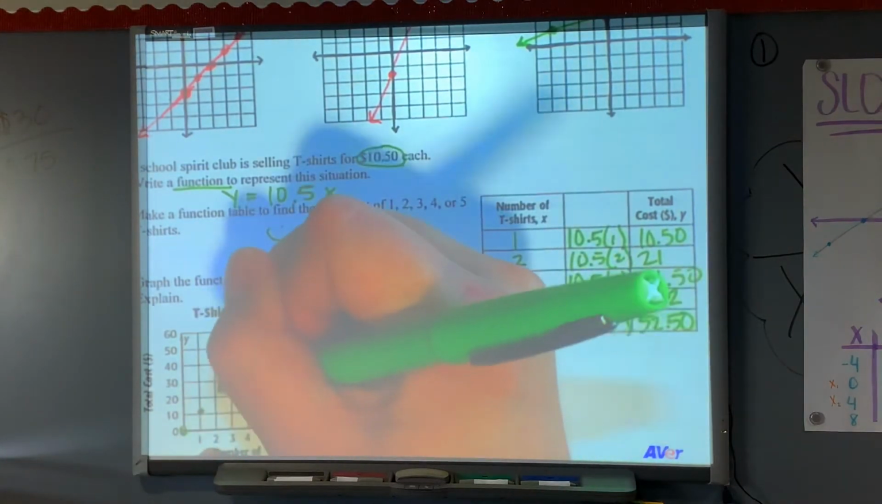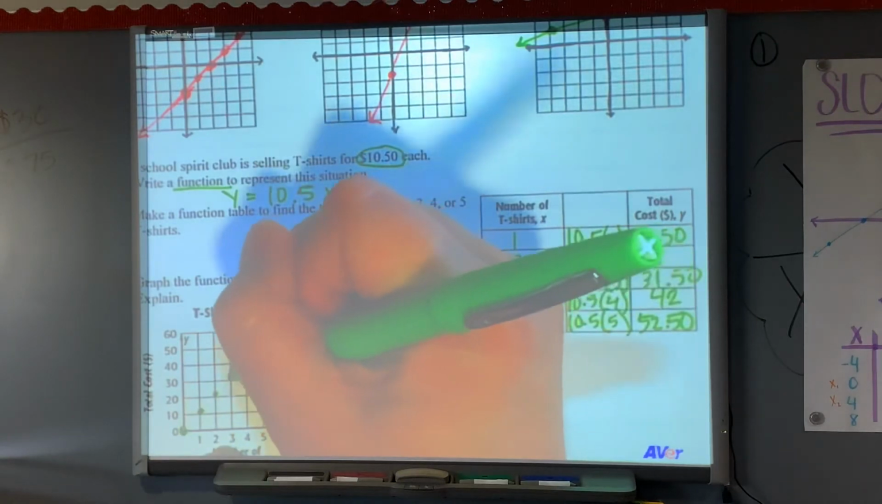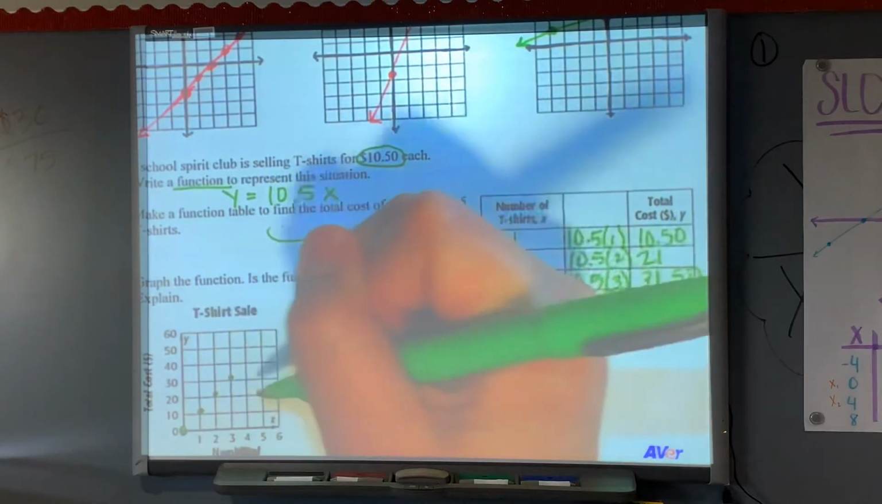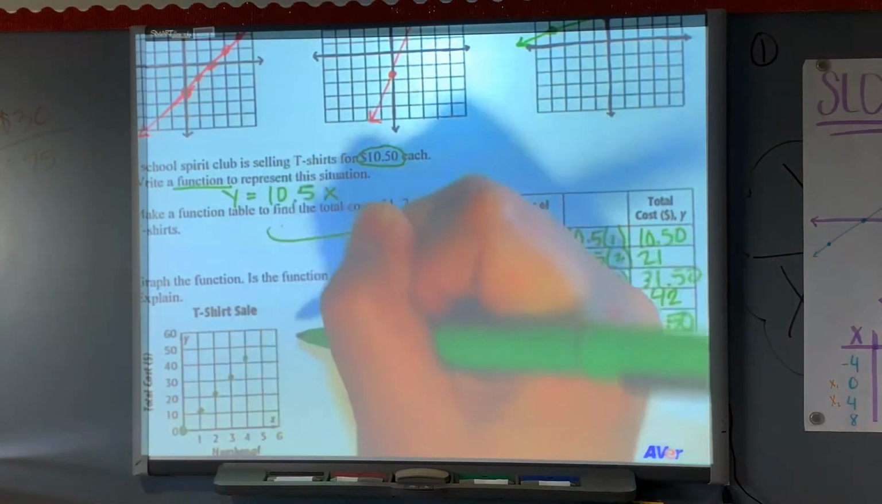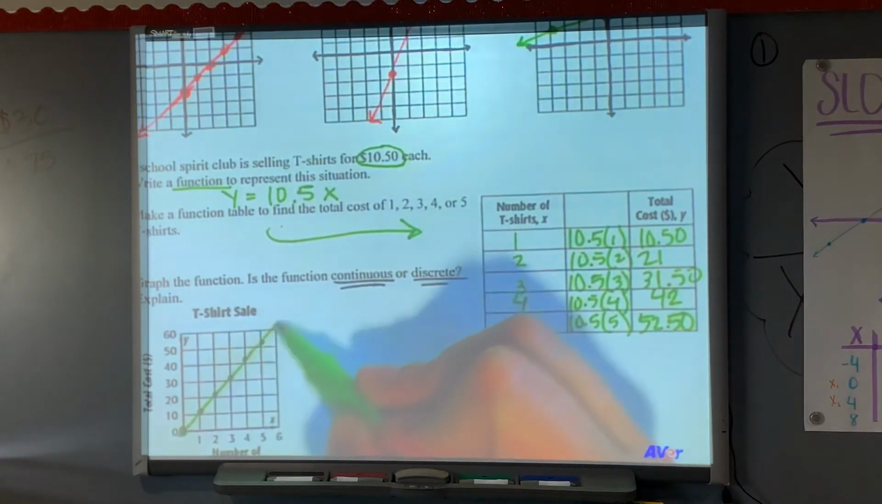2 was just a little bit over 20. 3 was still just a little bit over 30. And 4 was just a little bit over 40. 5 was just a little bit over 50. And so that is my line.